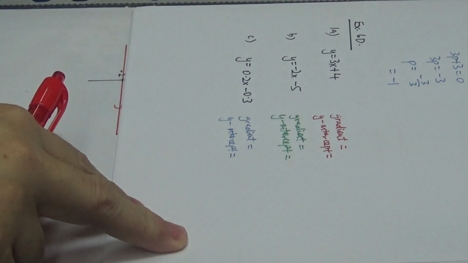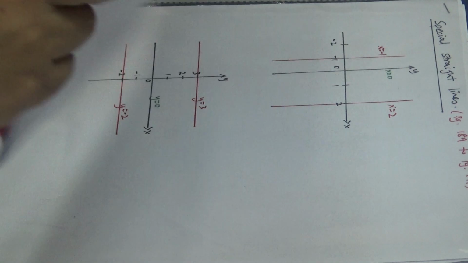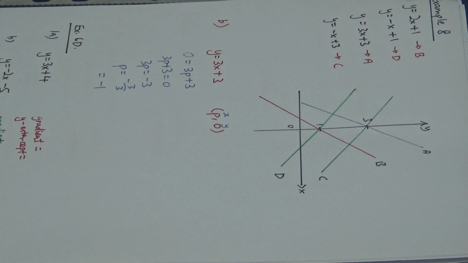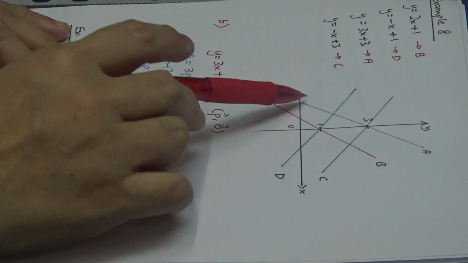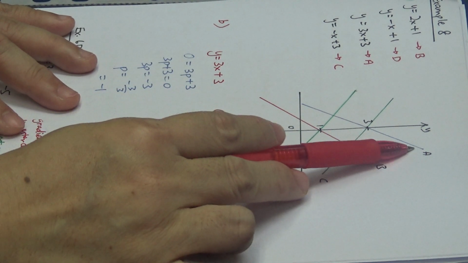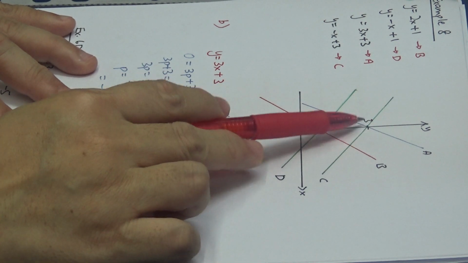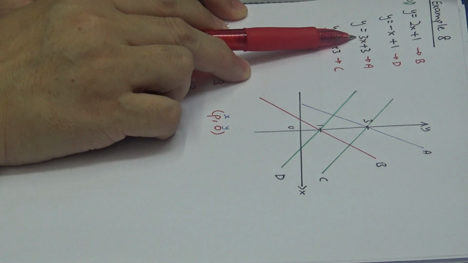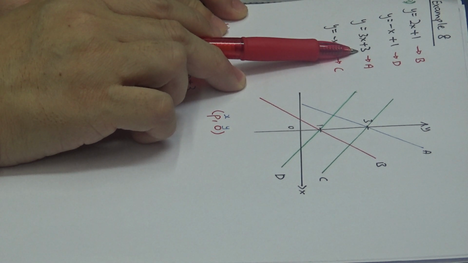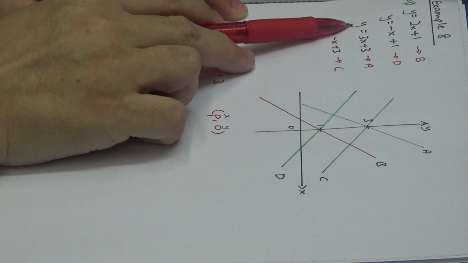Now, I am moving on to example 8. Example 8 says that the diagram shows the straight lines y equals 2x plus 1, y equals -x plus 1, y equals 3x plus 3, and y equals -x plus 3. Match the equations to the lines. Now I want you to look here. This line A slopes this way. So the gradient is positive and it cuts at 3. So line A should be 3x plus 3 because this is a positive gradient and this is 3, the y-intercept. So the equation for A will be this.